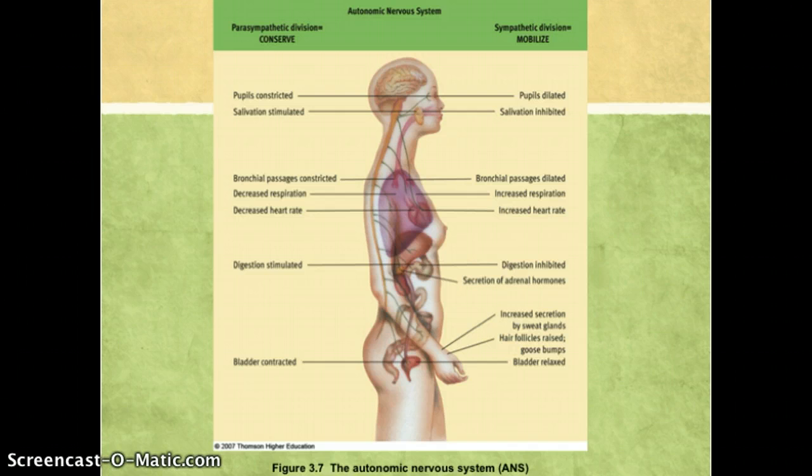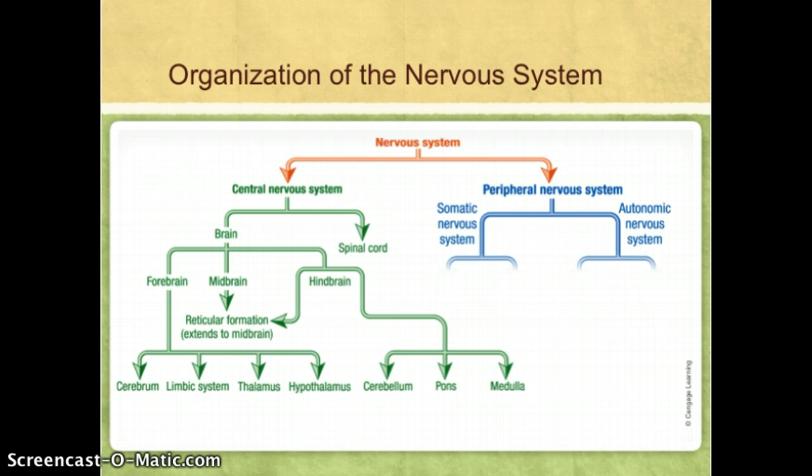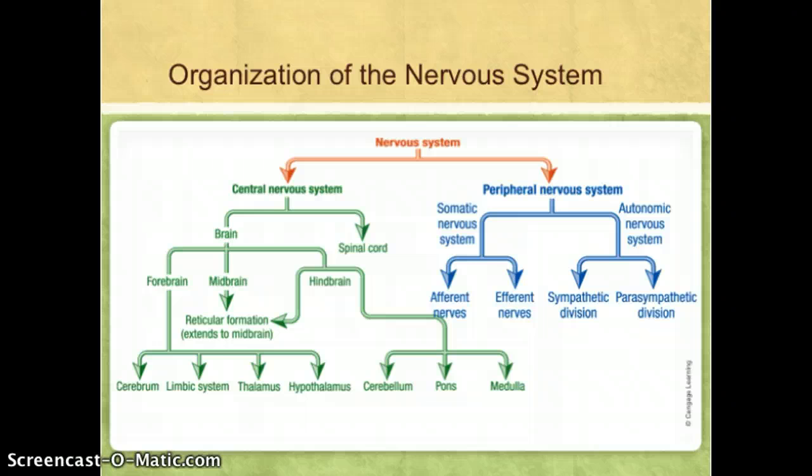So before we leave the nervous system, a quick review. The nervous system is comprised of the central and the peripheral nervous system. The central nervous system contains the brain and spinal cord. The brain is also further divided down into the forebrain, midbrain, and hindbrain. And each one of those parts of the brain is then further divided down to even smaller structures. The peripheral nervous system is made up of all of the other nerves in the body.